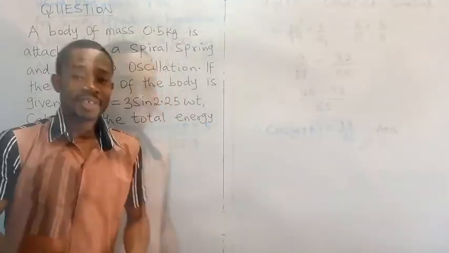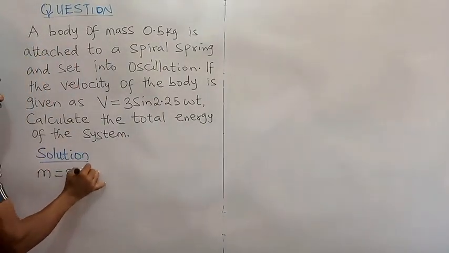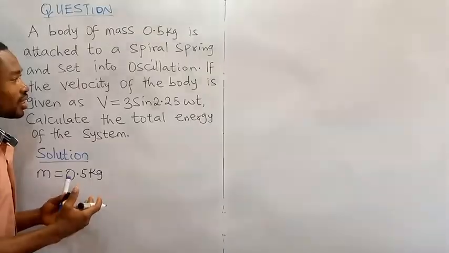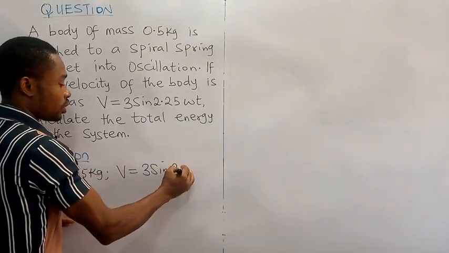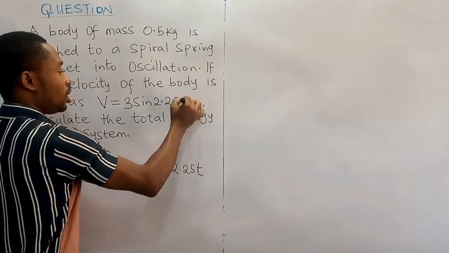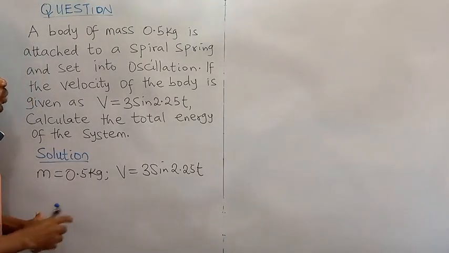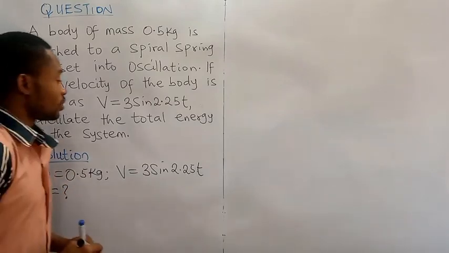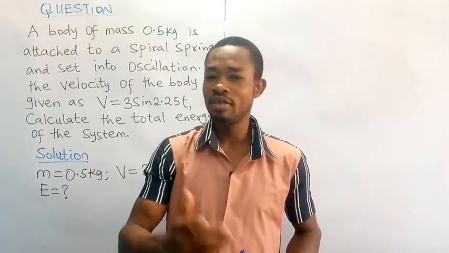Let's do this together. Here we have the mass m equal to 0.5 kg, and then we have the velocity function of this mass undergoing oscillation. The velocity function is given as v equal to 3 sine 2.25 t. There is no w there, just 2.25 t. That's what the question said. Now, we are required to obtain the total energy E. We do not know it yet. So the question is: the total energy of a particle undergoing oscillation is given as what?